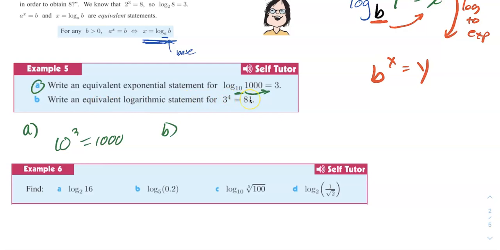3 to the 4 equals 81. We want to write that as a log. Same idea. Find the base first. So you write log, my base is 3, of 81 equals 4. Remember, that's the way logs work. It's basically saying 3 to what power equals 81. And 3 to the 4th power equals 81.